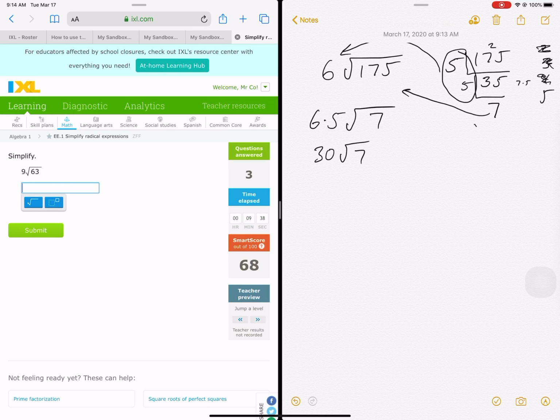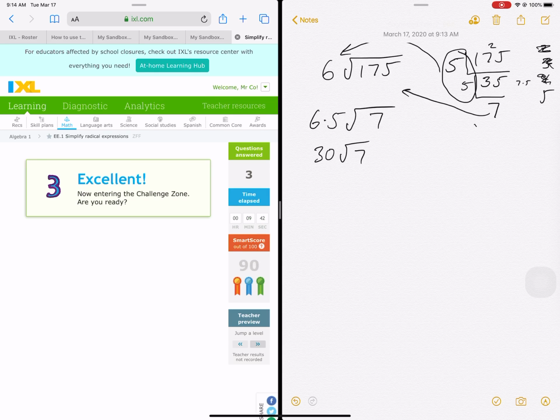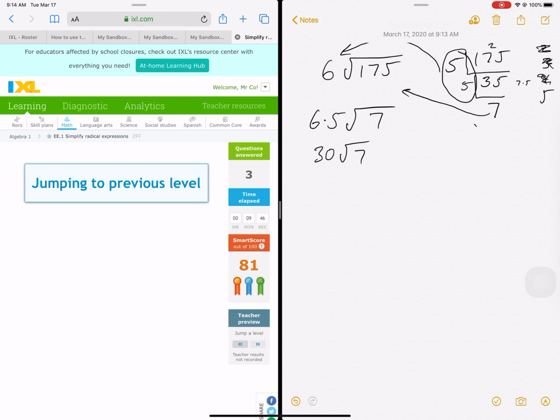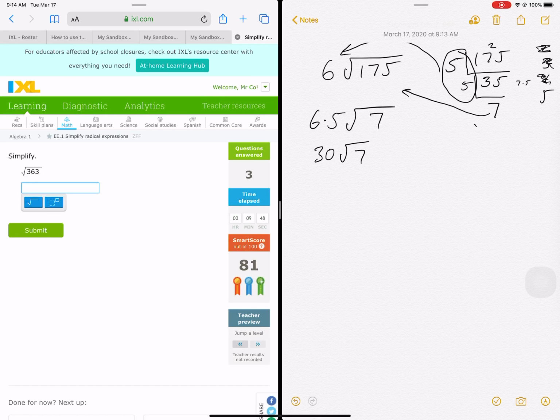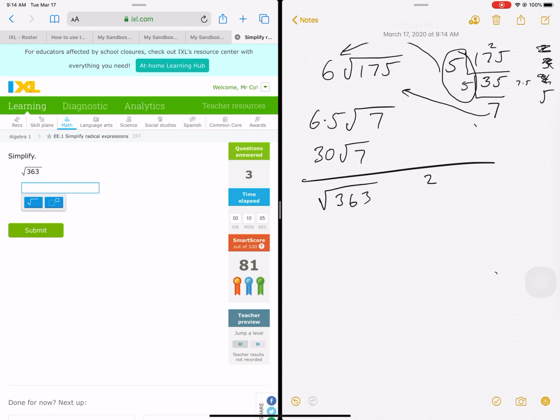Good job. All right. Let's go on and jump to another level. The last one is just a large number. And if I say the square root of 363. Okay, the square root of 363. I don't know what that is. Let's go ahead and use our tricks. We can try dividing by 2, but that's not even, is it?